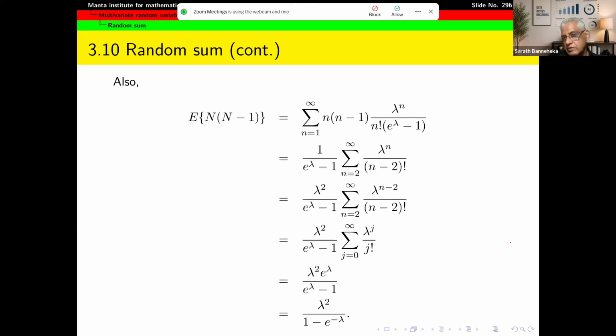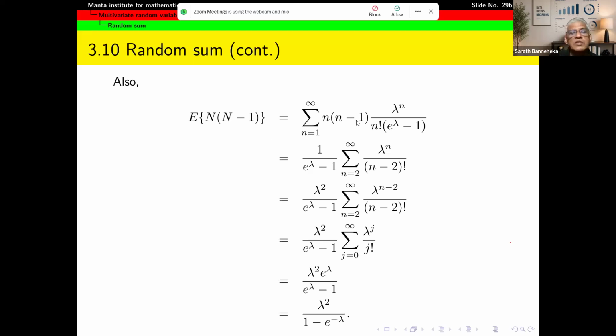In order to get the variance of N, we need the expected value of N square. Instead of deriving the expected value of N square directly, it's easier to derive the expected value of N times N minus 1, because then some of the terms cancel easily, and we can get an expression similar to that previous calculation. From this one, once we get an expression, we can get an expression for the expected value of N square. That is the second step.